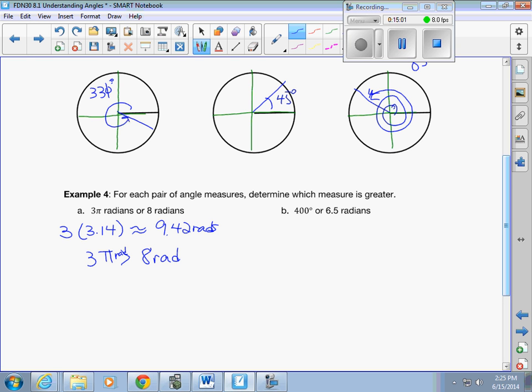400 degrees or 6.5 radians. So I have to convert one or the other. So I'll just convert my 6.5. I did that the wrong way because I want to keep my 180 so that my pi goes on the bottom. So that is equal to 372 degrees. So 400 degrees is greater than 6.5 rads. Okay, so that's what you do to compare those. And that's all for this section.